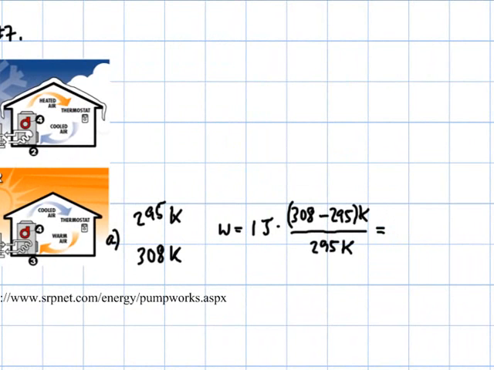So I'm going to have 308 minus 295 divided by 295, so it's 13 divided by 295, and that comes out to 0.044 when you do that on the calculator, and that comes out in joules because the kelvins cancel.